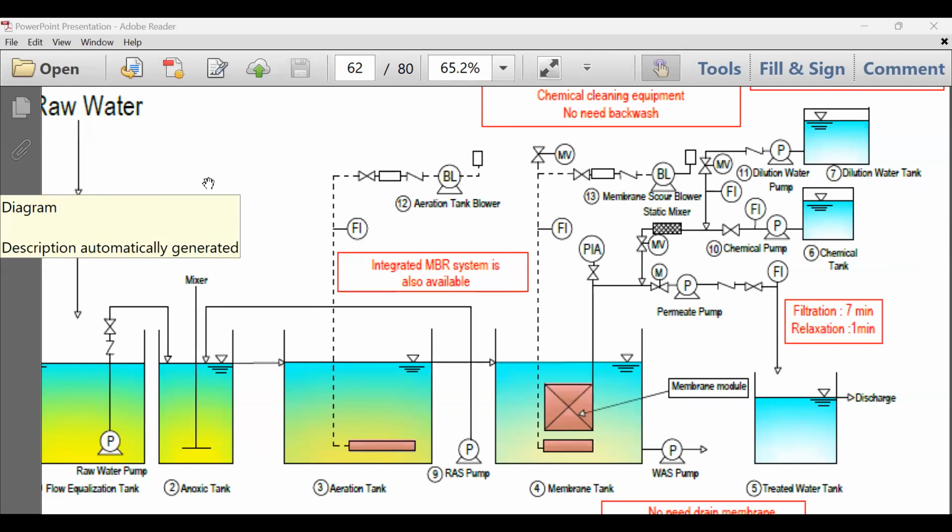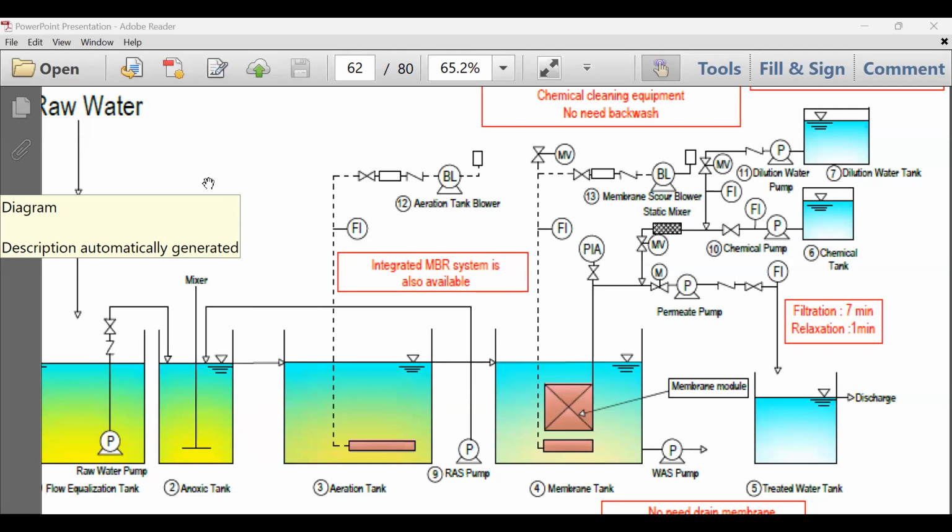In this process, we should install an equalization tank. As the MBR system is fundamentally operated at a constant flux, a flow equalization tank is installed to mitigate fluctuation in the flow rates. The size of the EQ tank differs according to the raw water flow rate and flow rate fluctuations, the treatment capacity of the membranes, etc.